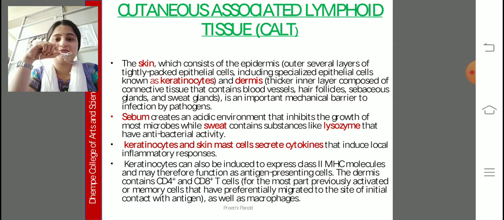The sebaceous gland contains sebum, which is like an oily fluid that has an acidic environment which inhibits the growth of most microbes, and the sweat on the other hand consists of substances like lysozyme, which is known for its antibacterial activity. The keratinocytes and the skin mast cells secrete cytokines. Cytokines are small protein chemicals which are messengers that regulate the immune response. The keratinocytes can be induced to express class 2 MHC molecules, which I told you is an antigen presenting molecule, and therefore function as an antigen presenting cell.